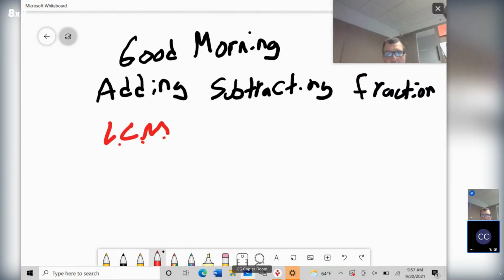So if anyone's on, if you can just hang tight, we're going to talk about, as you can see, adding and subtracting fractions, and we're going to look at least common multiple, which is important when we're doing this. So I'm going to give people another minute or two to get on.